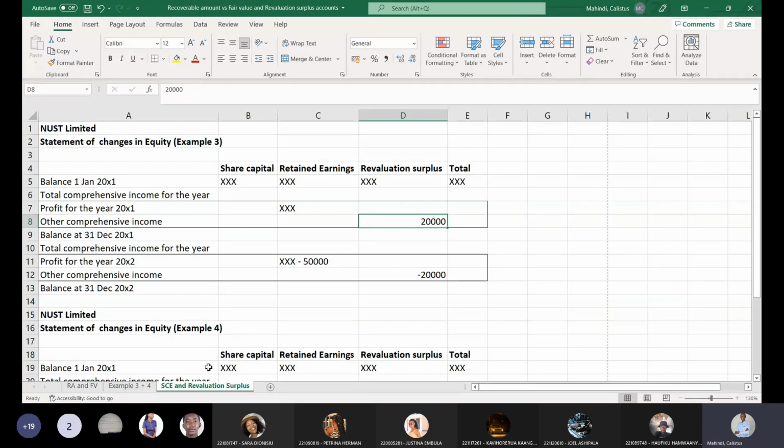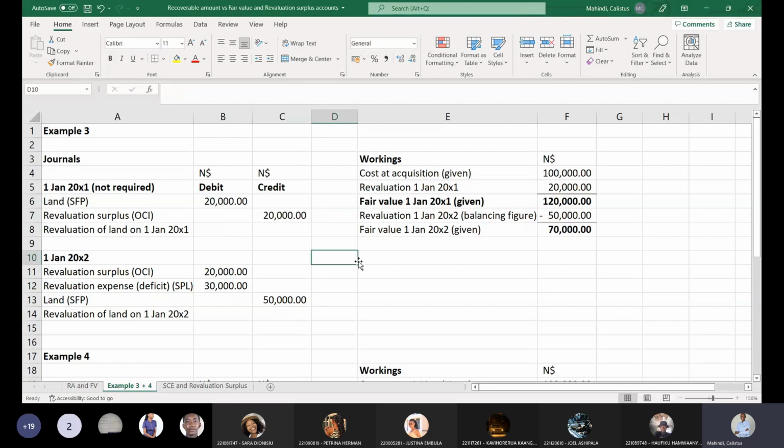Let's go back to the window. In 20X2, there was another revaluation. The total value of the revaluation, in this instance, is a revaluation expense or revaluation deficit. The total amount of the revaluation deficit is 50,000. That's the 120,000 fair value in 20X1 less the fair value in 20X2. So the total value of the revaluation deficit or expense should be 50,000.